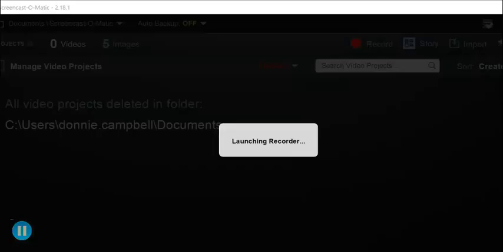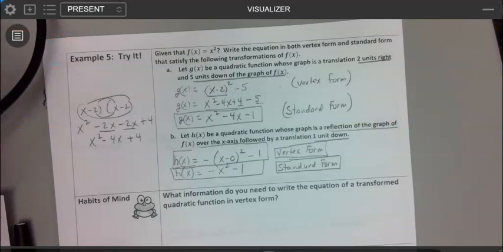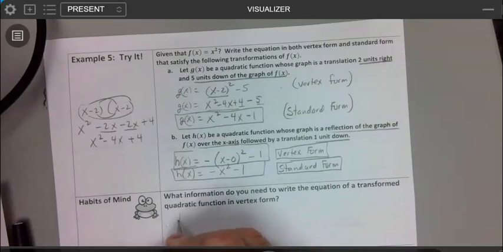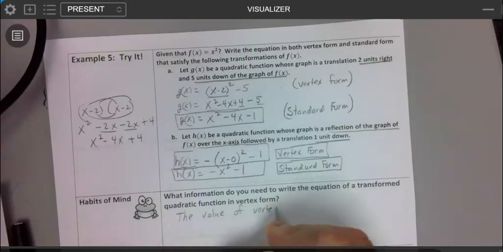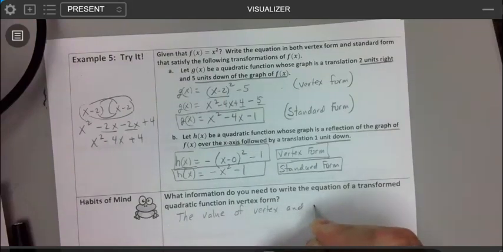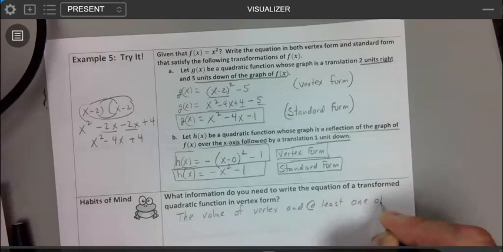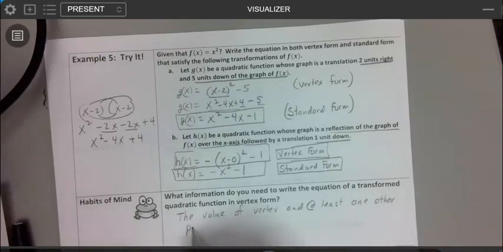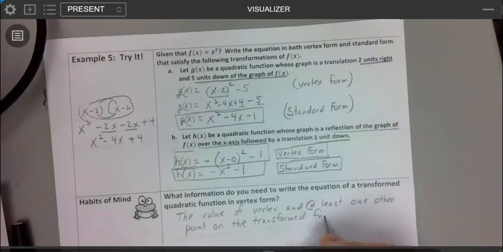Now it asks this question. What information do you need to write the equation of a transformed quadratic function into vertex form? You need to know the value of the vertex and at least one other point on the transformed function. So you need to know a point and you need to know the vertex.